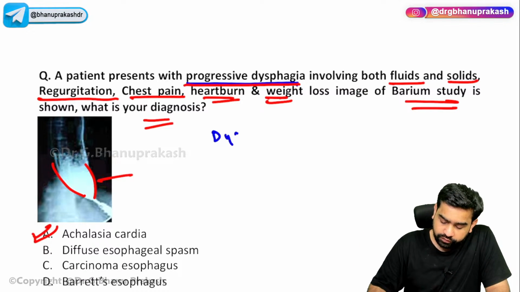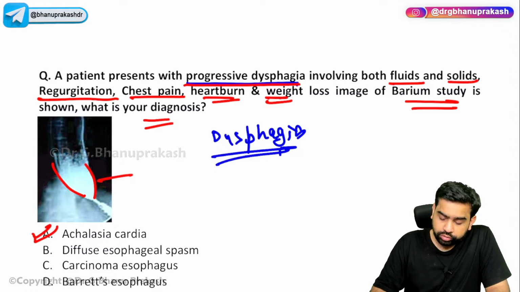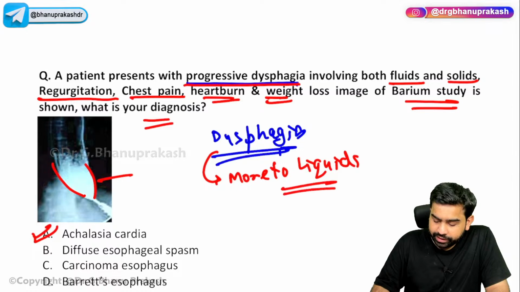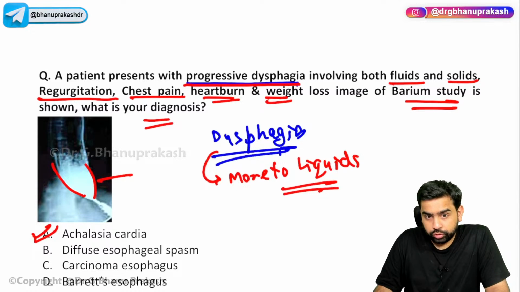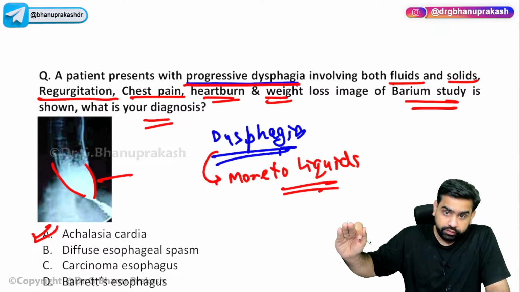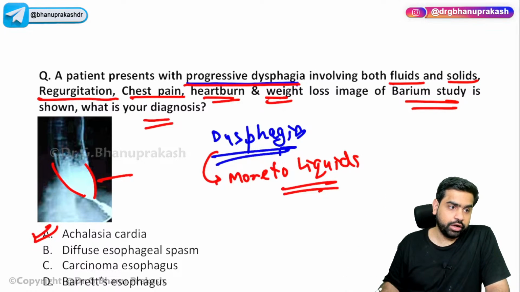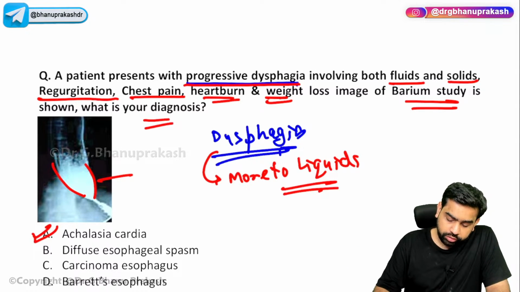So the dysphagia is going to be more to the solids or to the liquids? Please try to understand that dysphagia is going to be more to the liquids. Even though there will be dysphagia to the solids as well, that is why it is a progressive dysphagia, but the dysphagia will be earlier to the liquids as compared to the solids.